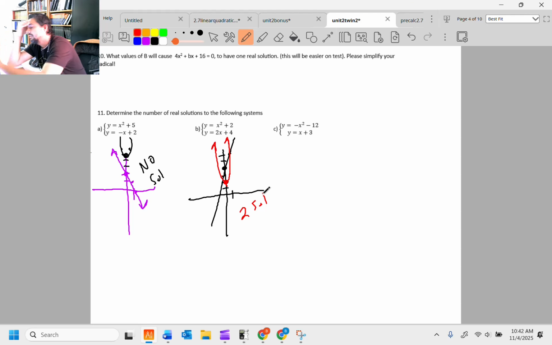It would be. All right. Here we have x plus 3, 1, 2, 3. We rise 1 and run 1 because there's an understood 1 in front of x.